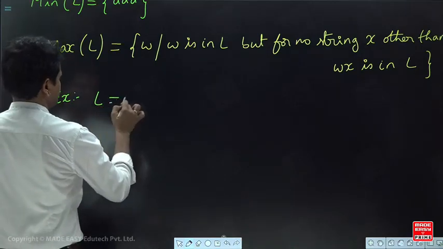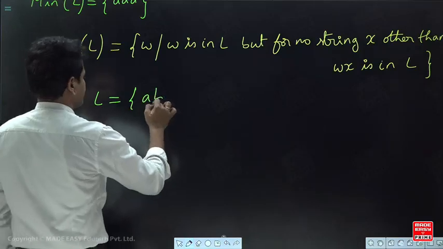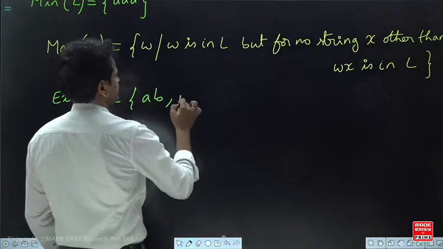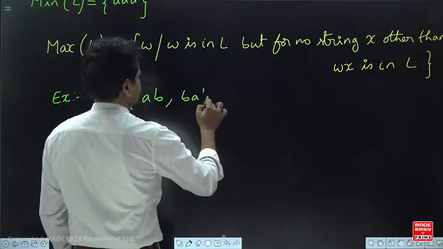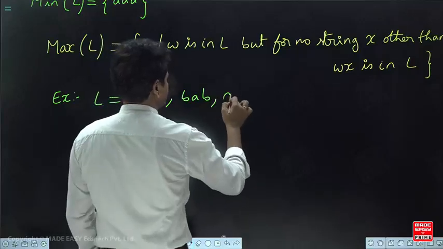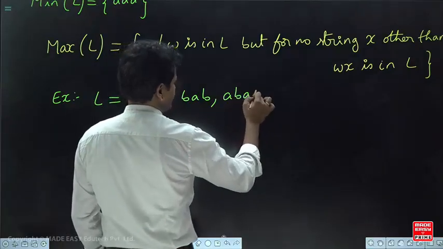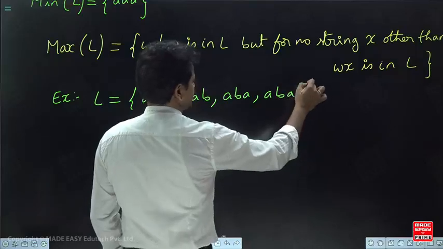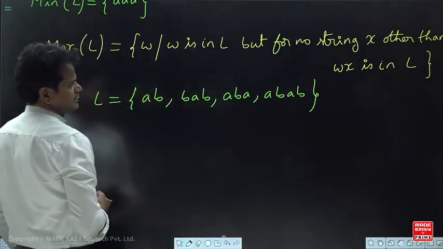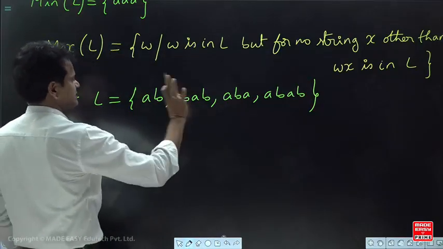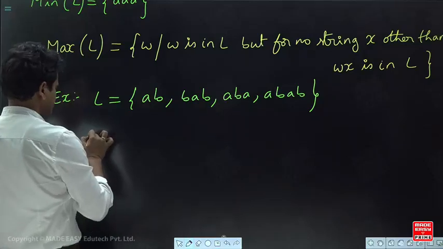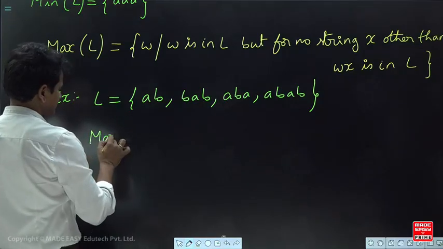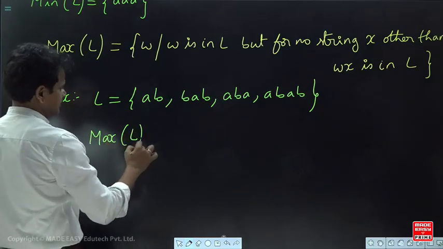Let L equal to AB, BAB, ABA, ABAB. Suppose these are the 4 strings in the language. Guys, now look at this one. What is the maximum of L?